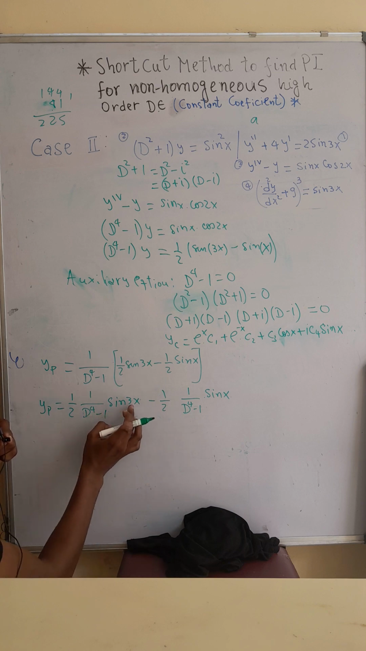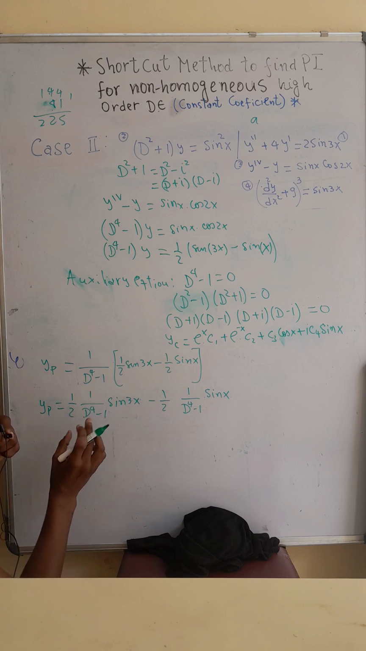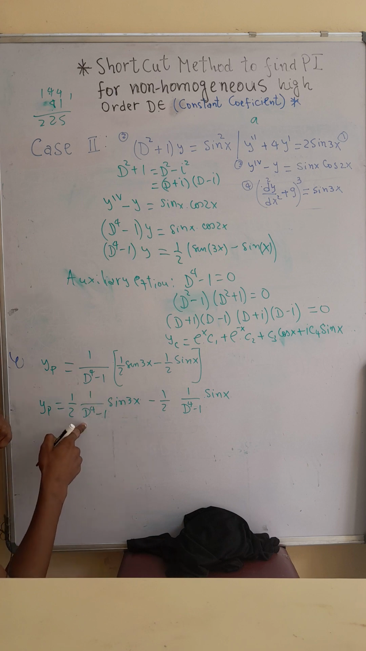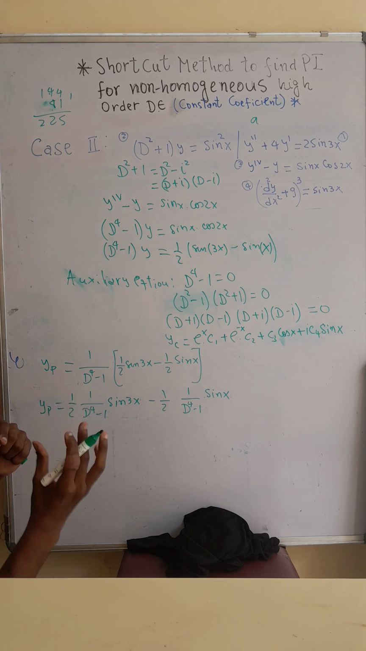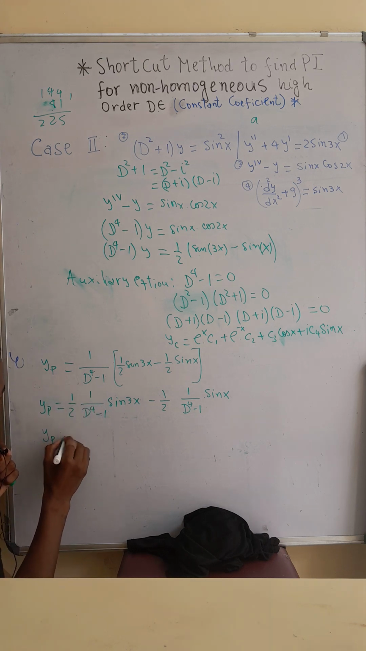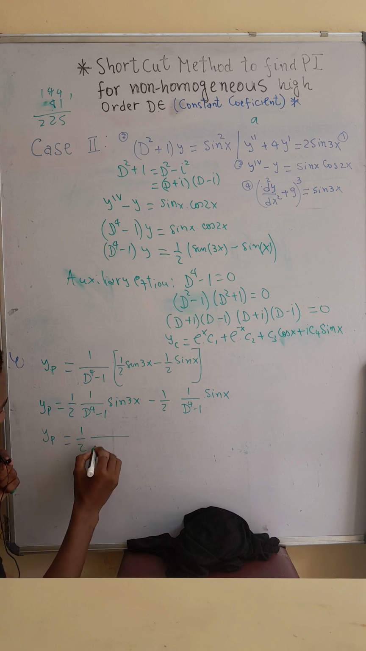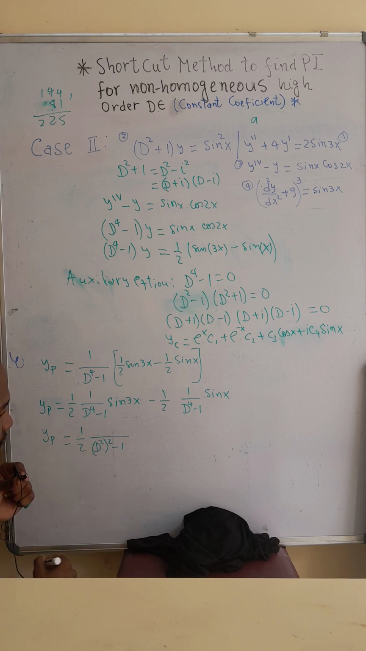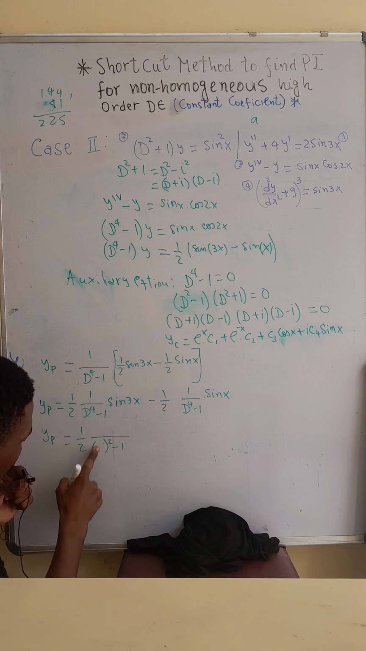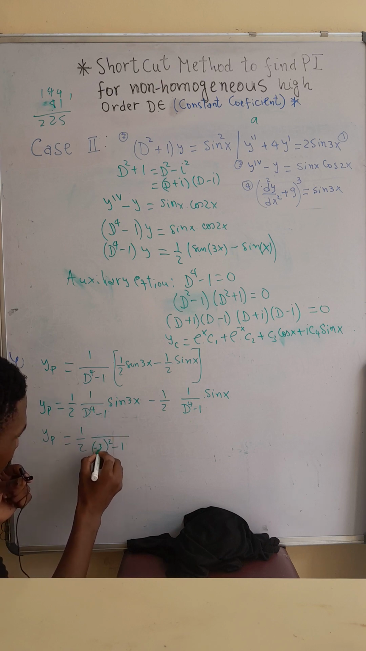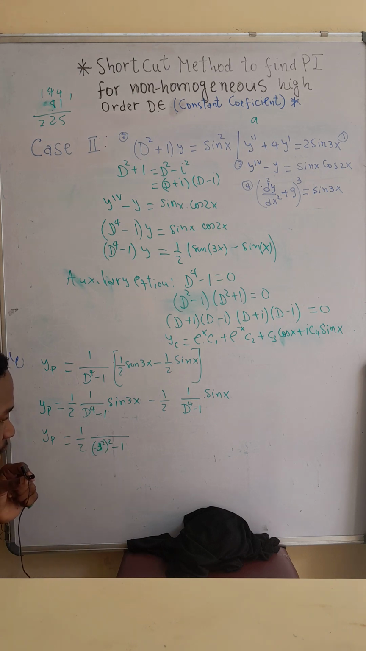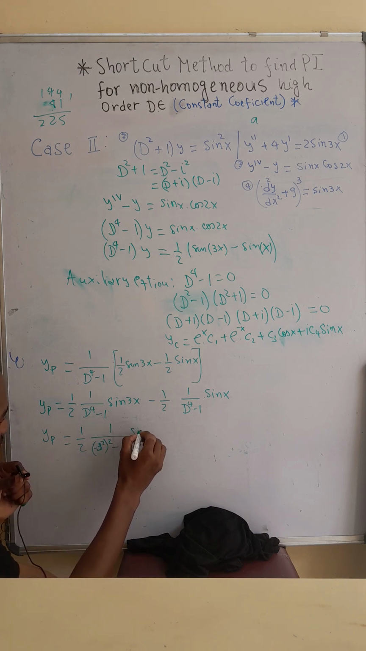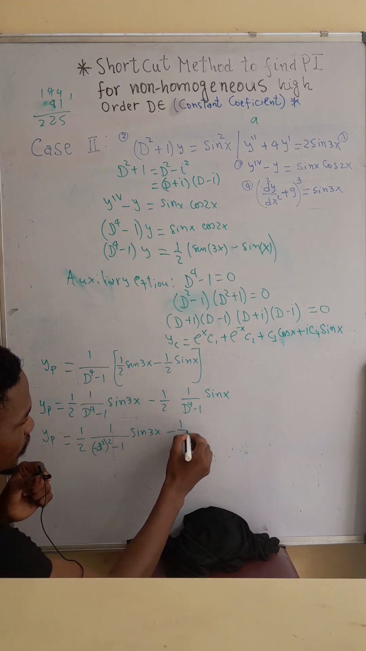For this one, we know we have to substitute d squared by minus 3 squared. Here we have d raised to 4. What does it mean? d raised to 4 is d squared two times. So yp will be 1 by 2, and here you are going to have d squared, all squared, minus 1. Just substitute here. You are going to have d squared as minus 3 squared, and that's it. Here it is sine of 3x minus 1 by 2.